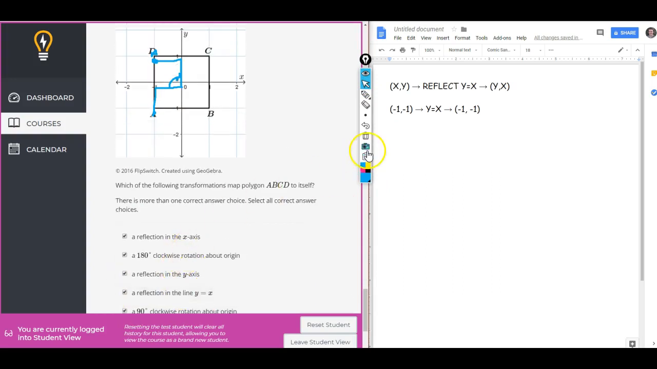So all of them ended up mapping it back onto itself. And I hope that helps.